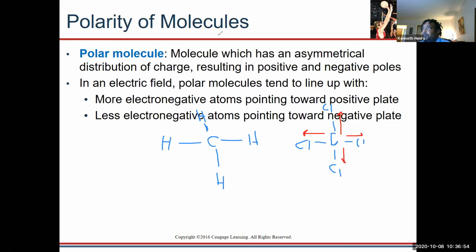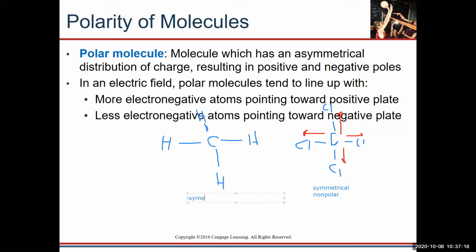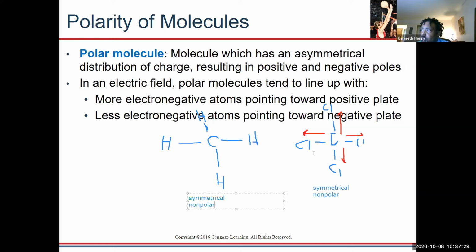So then that means it's going to be symmetrical. And it's also going to be nonpolar. Nonpolar meaning that no side is favored. Even though each individual bond was polar, you're getting pulled evenly on all sides. It's going to be nonpolar. Can you guys see that? Okay.